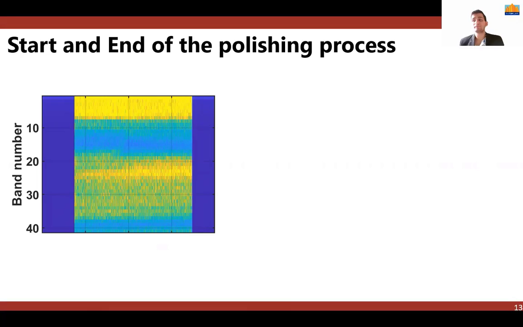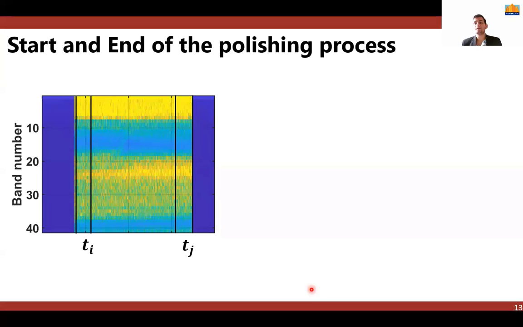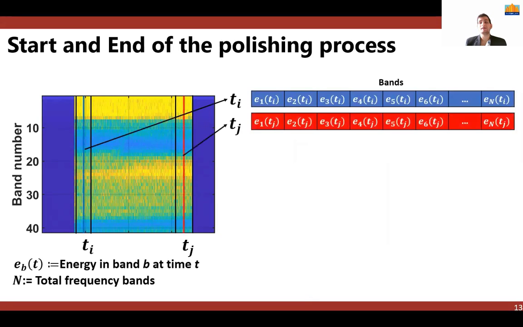As a result of the anomaly occurring in between, the process spectra at the start and end will be different. In this spectrogram, the start and the end of the process are represented by the black bands. Ti refers to the timestamp at the start of the process, and Tj refers to the timestamp at the end of the process. As a result of the anomaly, the process spectra at Ti and Tj will be different with respect to the energy content of the corresponding frequency bands.